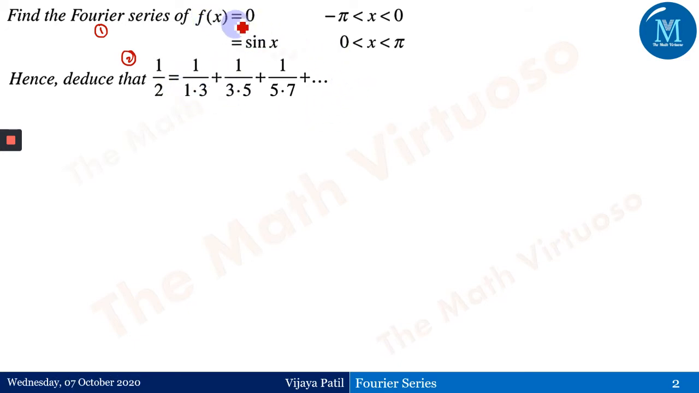Now this function has been defined as 0 from minus π to 0, and sine of x from 0 to π. Though the value of the function is 0 here, I have to consider the interval as minus π to π. I cannot consider the interval as 0 to π because the value is non-zero here and here the value is 0. I have to consider the entire range from minus π to π. So this is minus π to π, and it is compared with c to c plus 2l, then l is equal to π.